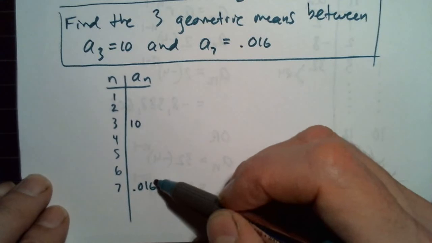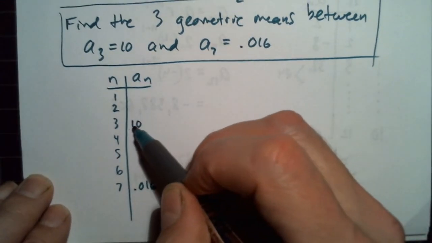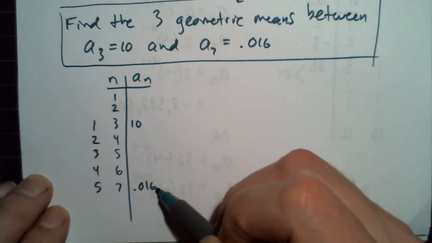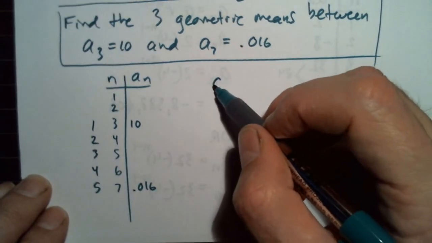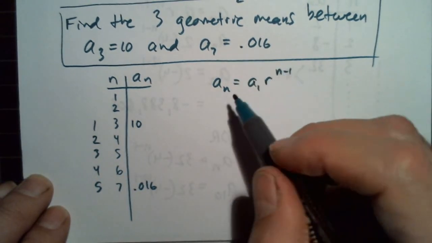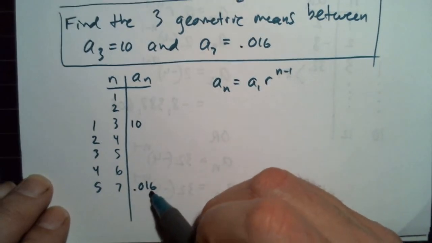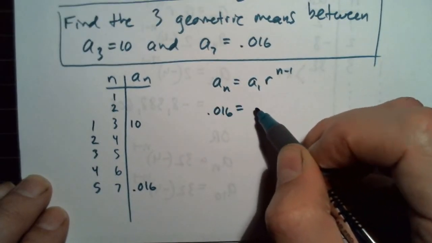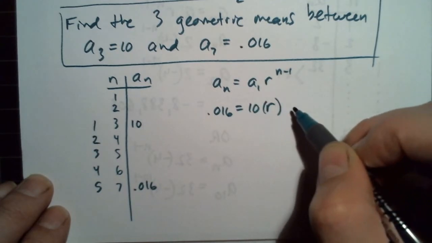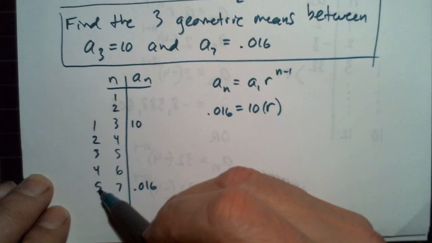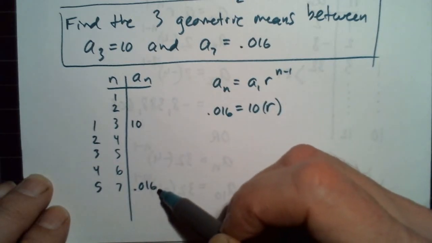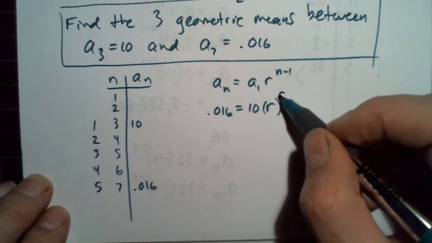We don't know the common ratio, so we can call this the first term, and that'll be the fifth term. That allows us to use this formula where the fifth term is 0.016, the first term is 10, common ratio we're going to solve for, and n is 5, because if we're starting at 10, now this is the fifth term instead of the seventh term. So I'll put a 5 up here.